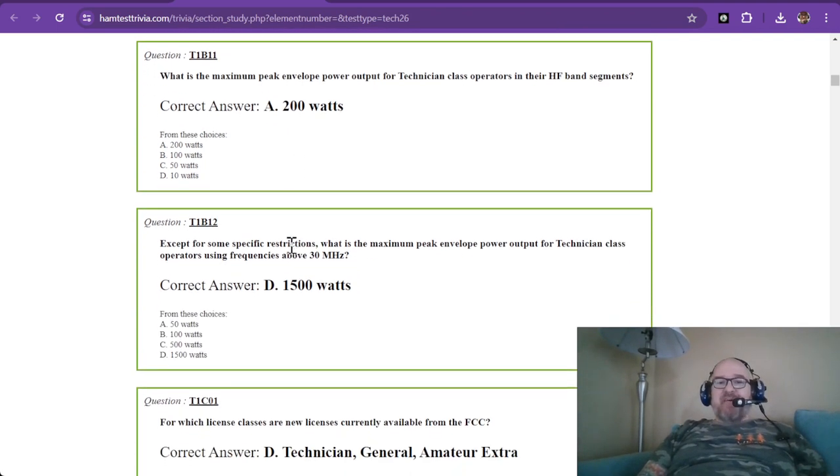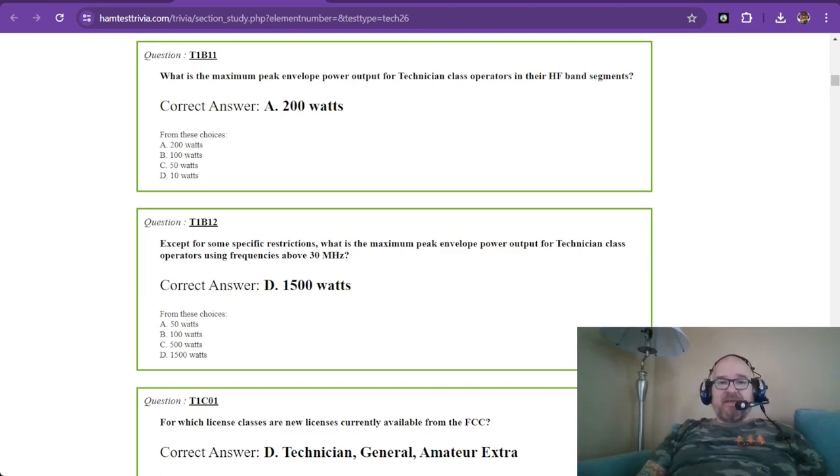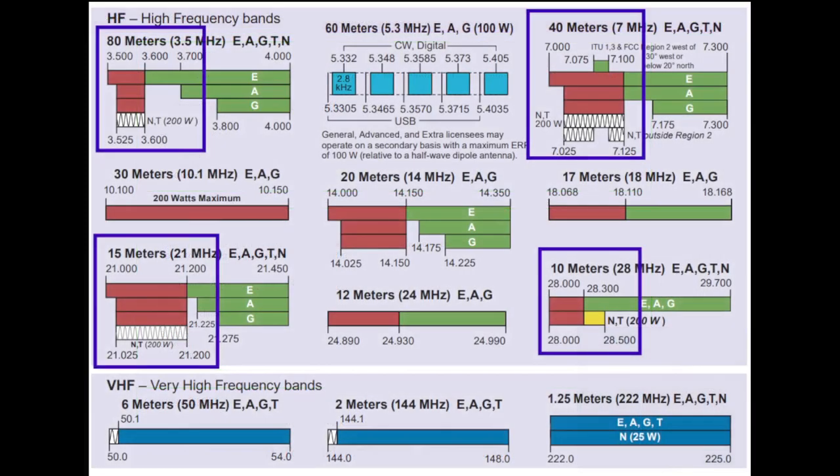For your HF fun, what is the maximum peak envelope power? And that peak envelope power is the peak power that comes from your rig for technician class operators in their HF band segments. The correct answer is 200 watts. And looking back at your band plan, you can see where these blue squares are for 80 meters, 15 meters, and 40 meters. You have, as a technician, the ability to operate Morse code, but it is limited to 200 watts.